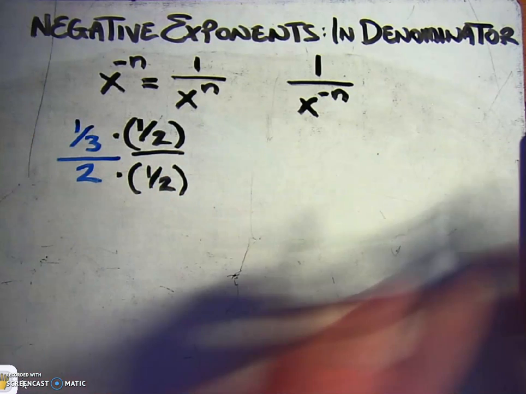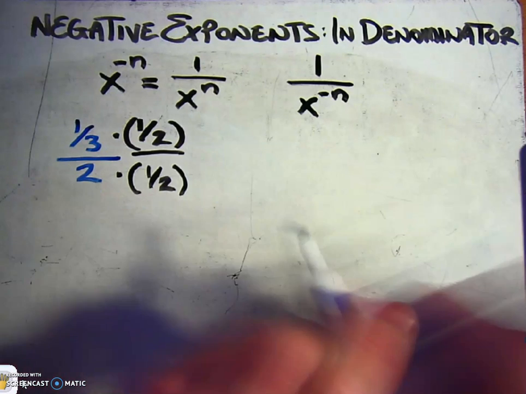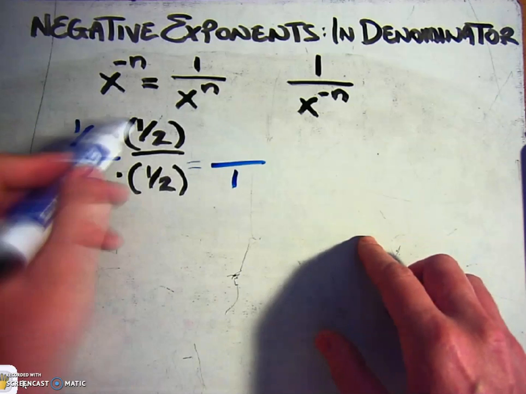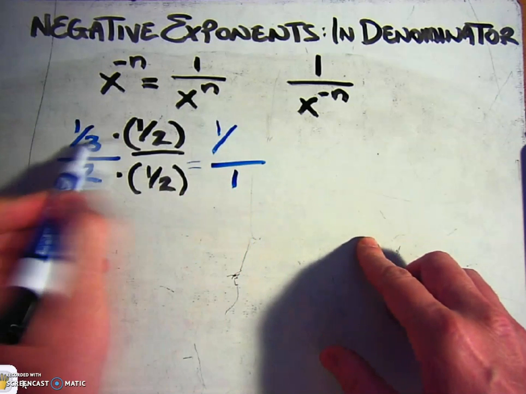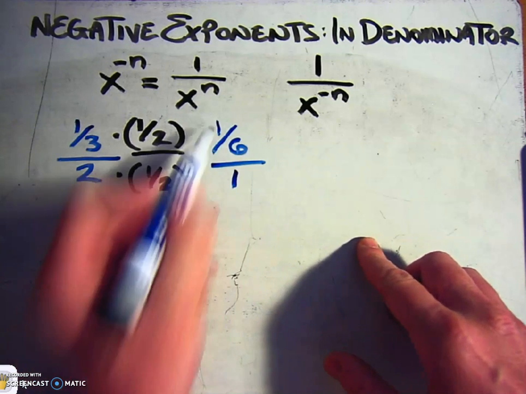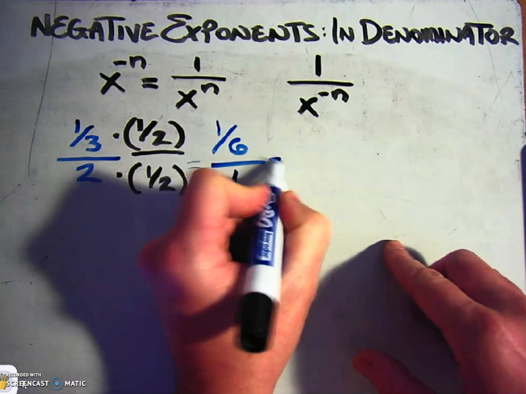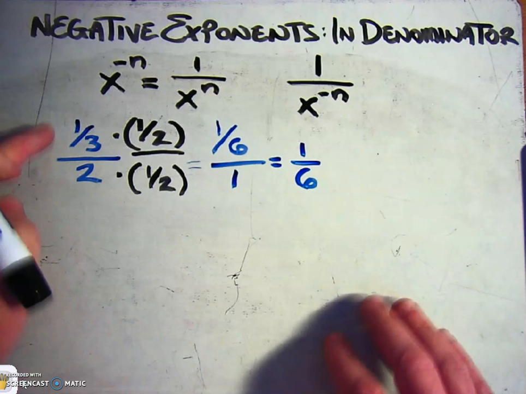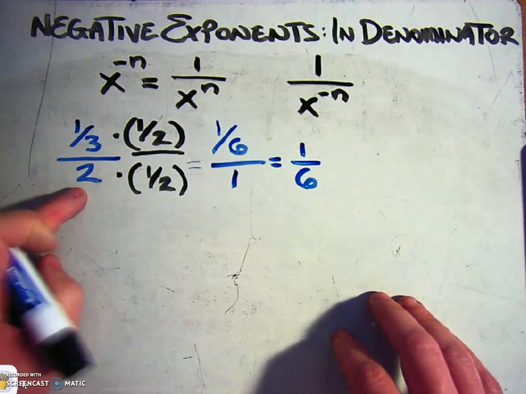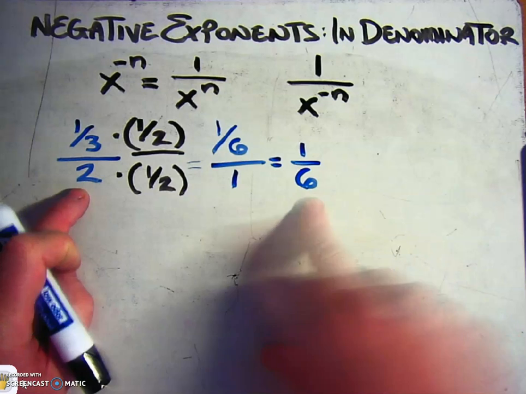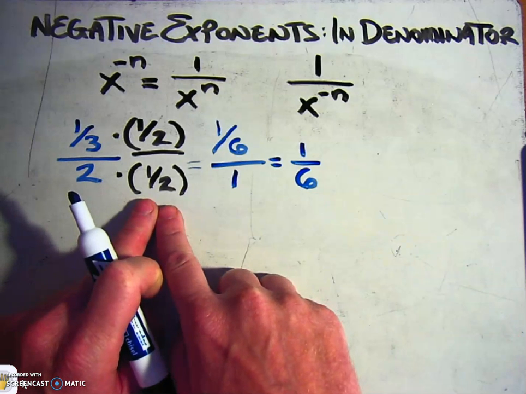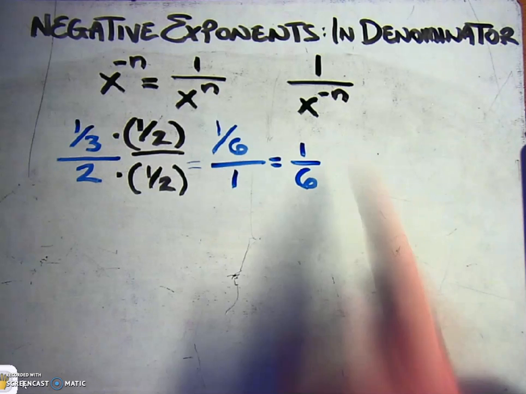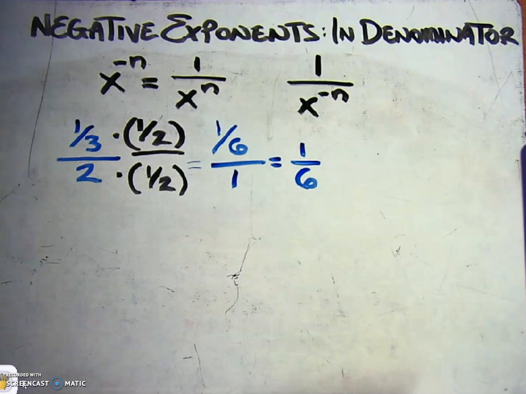Now, following through with my multiplication, 2 times 1/2 is equal to 1. 1 times 1 is 1, and 3 times 2 is 6. 1/6 divided by 1 is simply 1/6. So, 1/3 divided by 2 is equal to 1/6 because we multiplied the reciprocal on top and bottom. Now we're going to use this same technique to think about negative exponents.